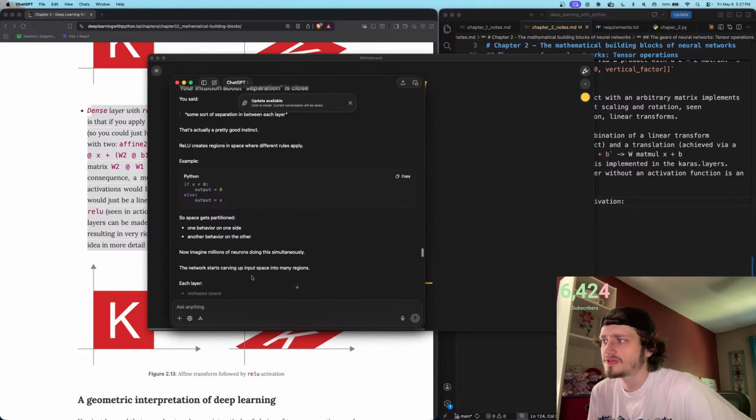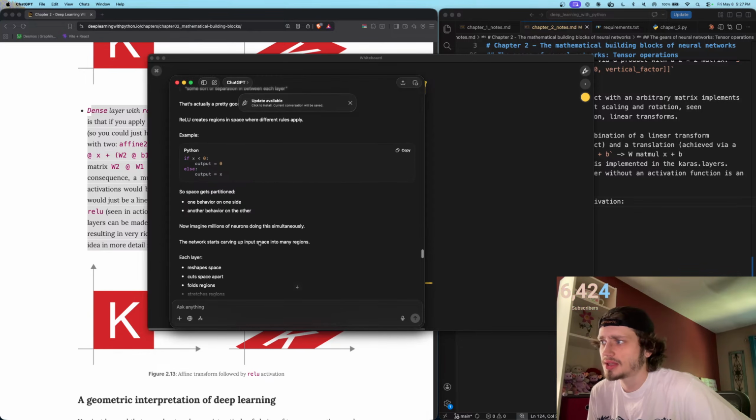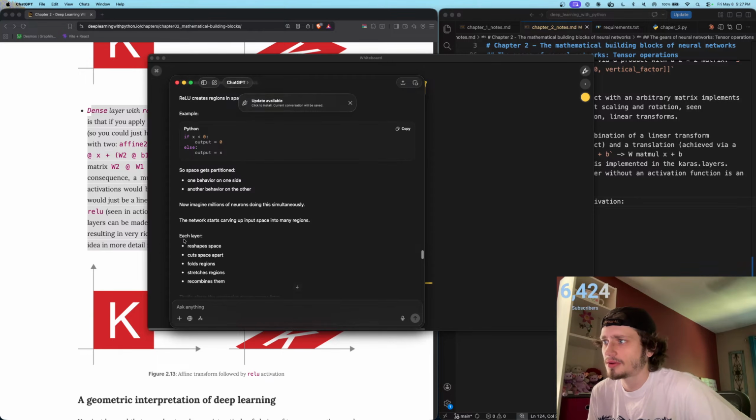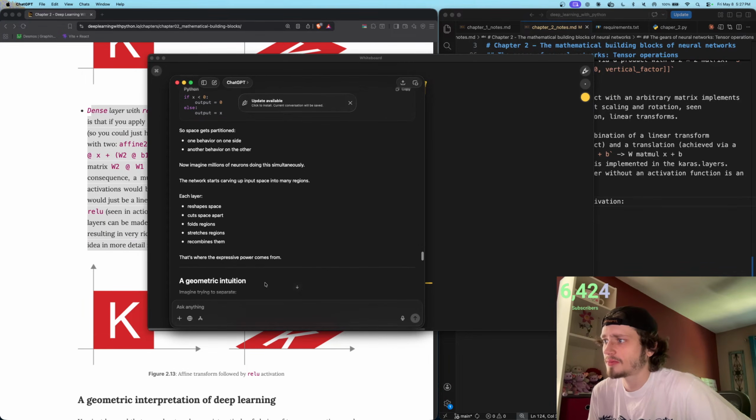Now imagine millions of neurons doing this simultaneously. The network starts carving up the input space into many regions. Each layer reshapes space, cuts space apart, folds regions, selects regions, combines them. That's where the expressive power comes from.